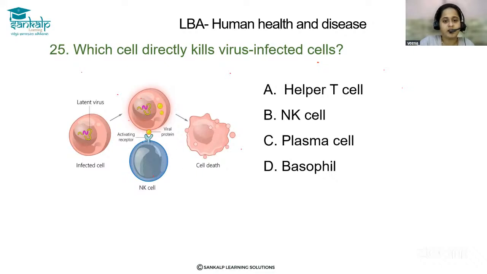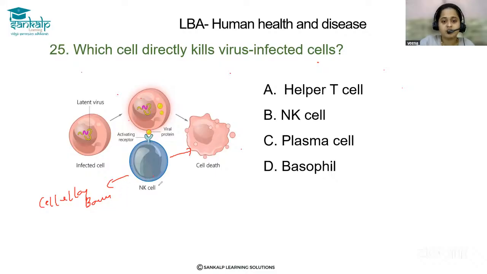Here there will be a receptor, right? There will be natural killer cells. That comes under innate immunity, under the cellular barrier. This gets attached to the activating receptors, and this natural killer cell is going to kill the infected cells.